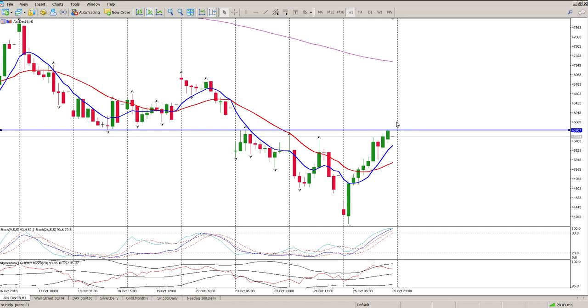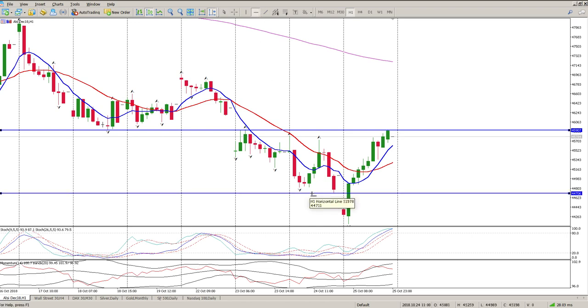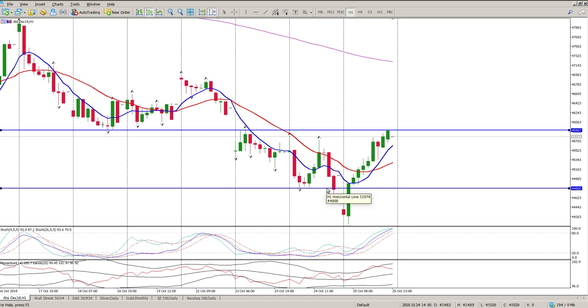Now the trick at the moment is to ascertain whether we are going to get a revisit of this breakout. So this was the breakout. Well, actually, that's the breakout. That's my inside tails. There's my low. There's my inside tails. So this is the breakout.